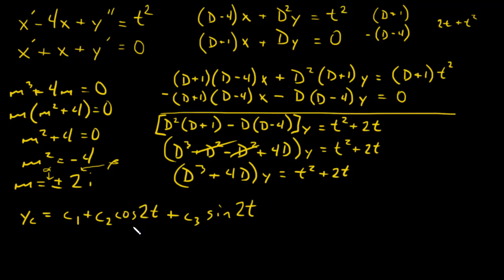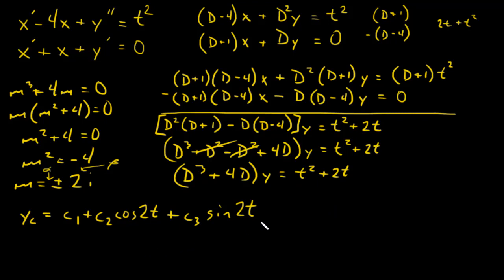Now, what we have found is the complementary solution. We need the particular solution. So we need to do the method of undetermined coefficients and make a guess in order to figure out what will fit this t squared plus 2t. Okay?